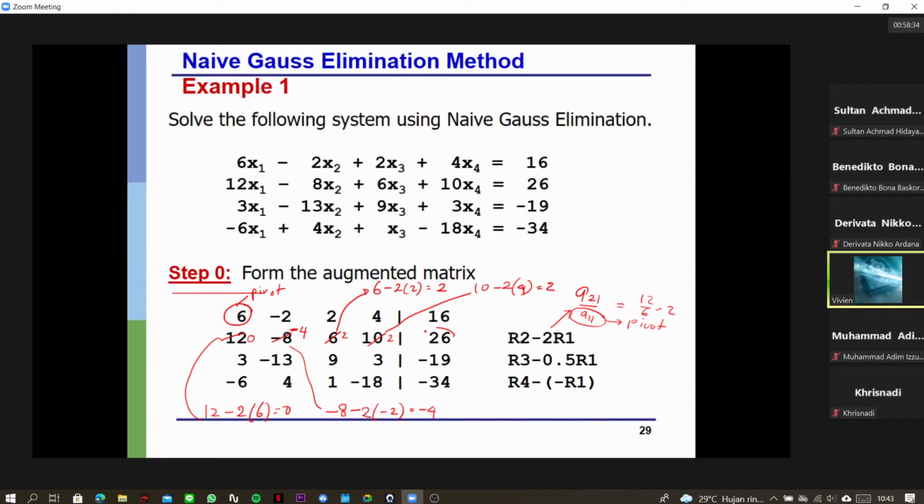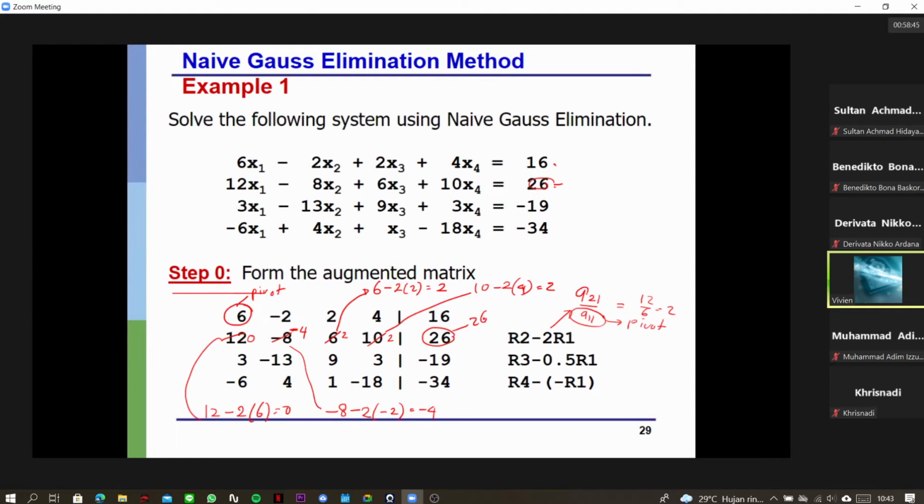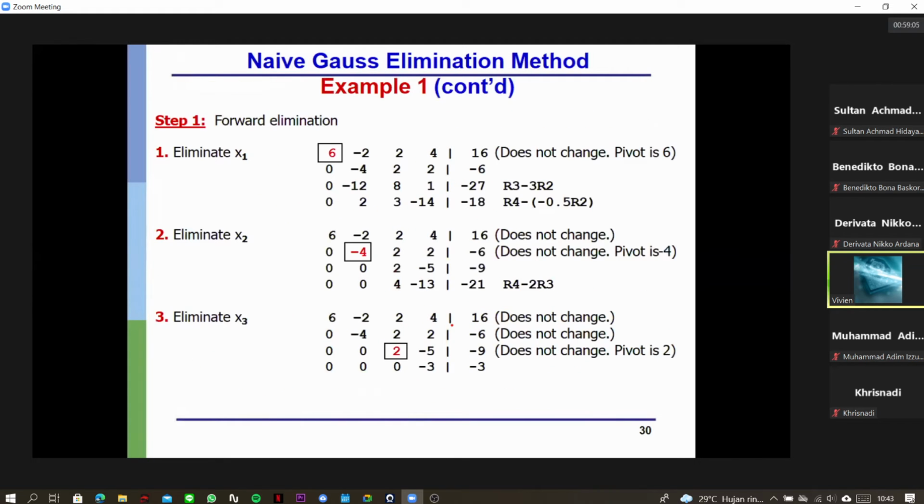The right hand side is also changing, because we subtract this equation from that equation. Again we have 26 minus 2 times 16, which is 32, so 26 minus 32 is minus 6. So the second row now becomes 0, minus 4, 2, 2, and minus 6. So we finish the second row.